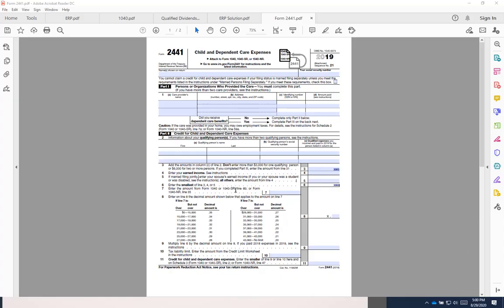Jump down to line 7, report the amount from line 8B on Form 1040. That is the AGI, because we need the AGI to determine the rate. In this case, what is the rate? 22%, right? 22% based on AGI, and then 22% times the $3,000, the amount of qualified expense. We will get that for line 9. Then in line 10, it's the tax liability limit. We need to figure out that amount from the credit limit worksheet.